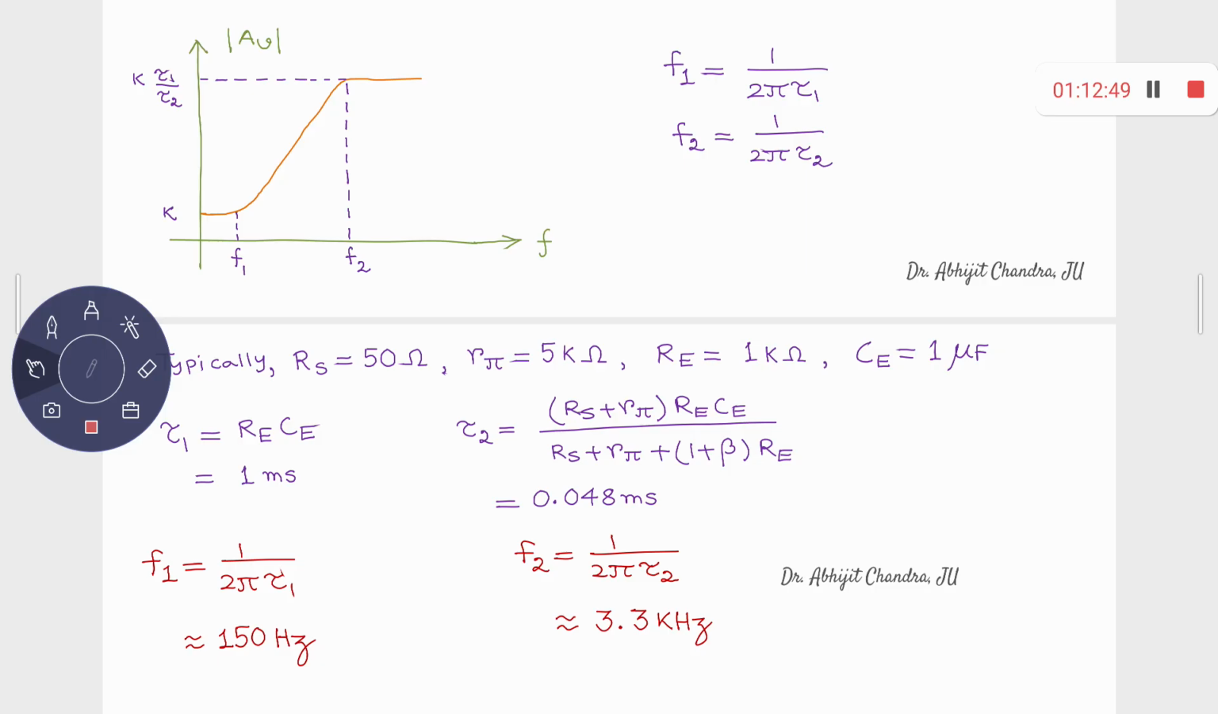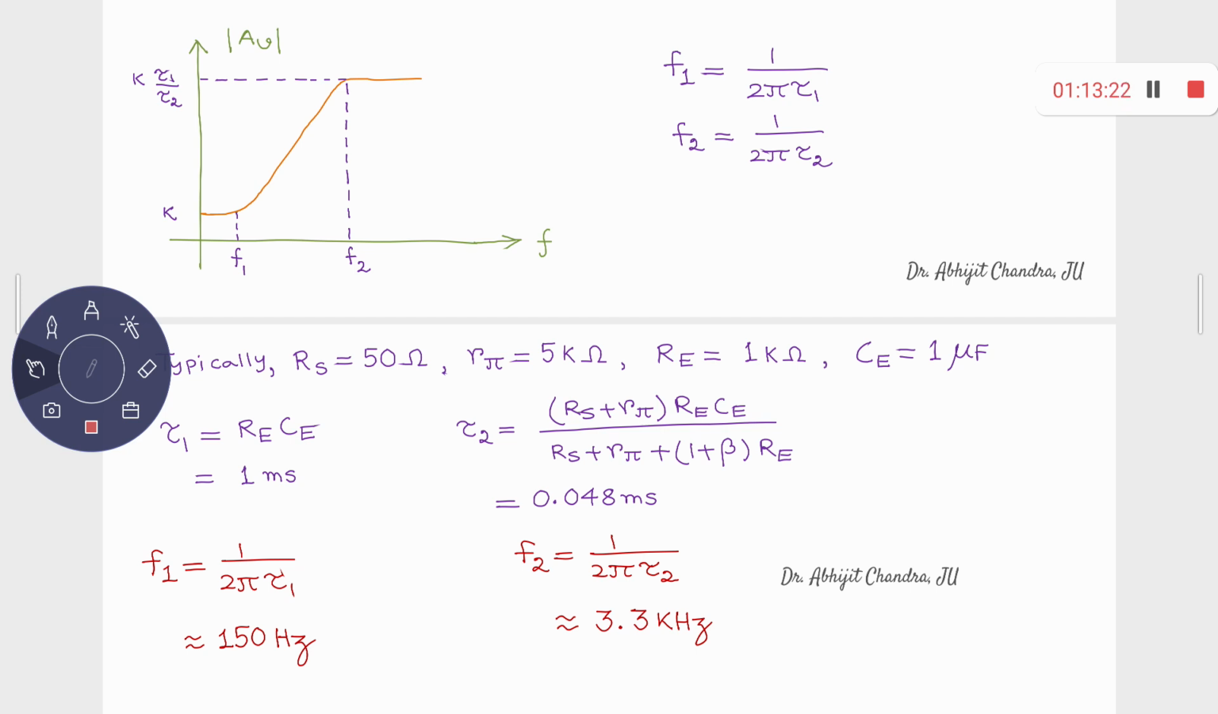You can increase RE, but there is something to deal with the gain also, because for this kind of amplifier the expression for the voltage gain was RC upon RE, forget the minus. If you increase RE, the gain will be compromised, because the gain bandwidth product will be hurt. So you cannot increase RE as per your requirement, because if you increase RE, the gain will fall.